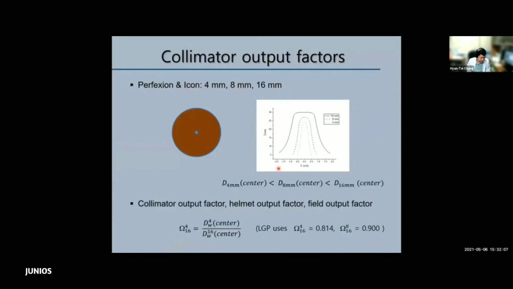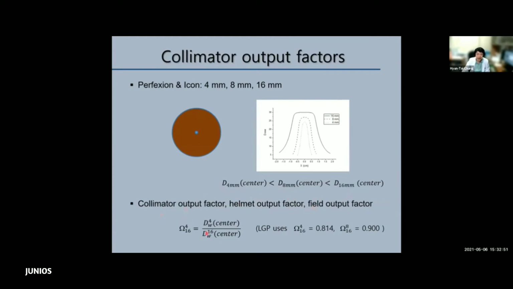Okay, we just finished the absolute dosimetry, and it's time to look at relative dosimetry, the so-called collimator output factors. We know that Perfexion has 4 different collimator sizes: 4, 8, and 16. When you measure the dose rate inside this solid water phantom, the absolute dose value at the center is different for each collimator. D4 is smaller than D8, and D8 is also smaller than D16. So the ratio of D4 to D16, and D8 to D16, is the collimator output factor, sometimes called the helmet output factor, and sometimes the field output factor.